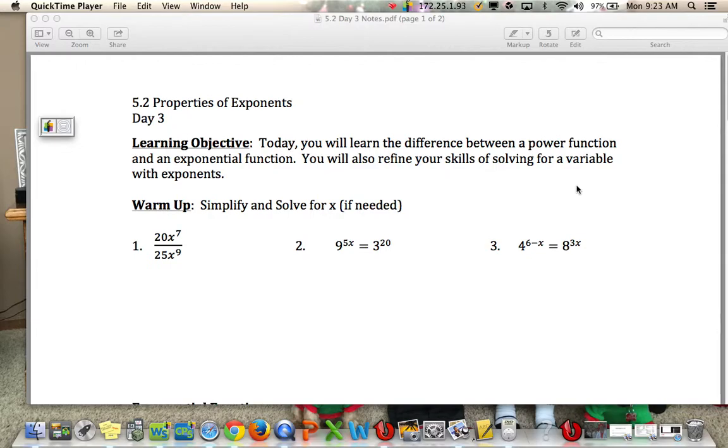So for the warm-up, you should be able to get number 1 using properties of exponents, and then we're going to review number 2 and 3, which was what we did in the previous lesson. So simplify and solve for x if needed.